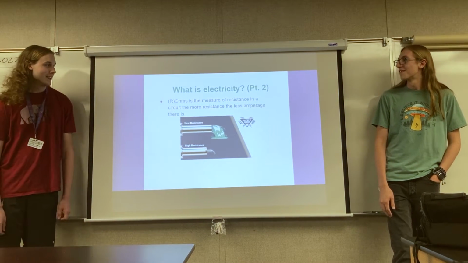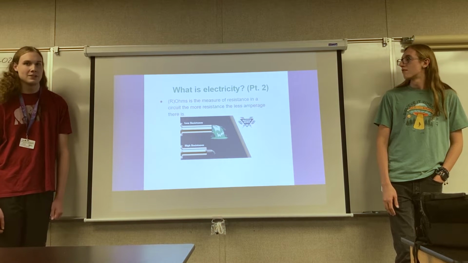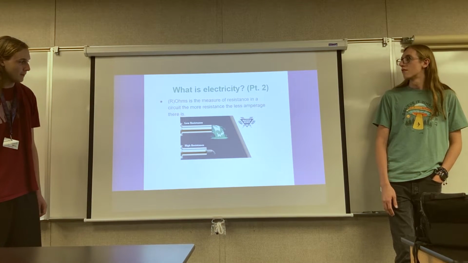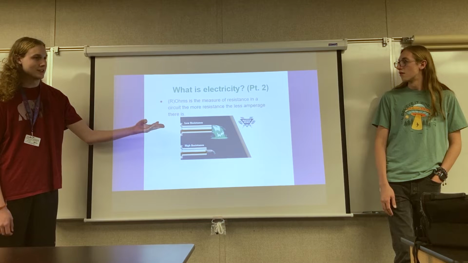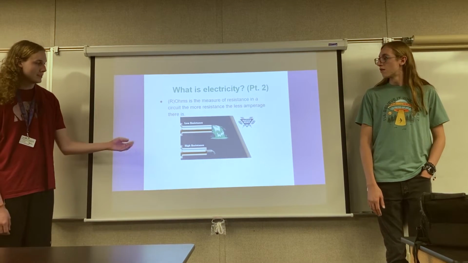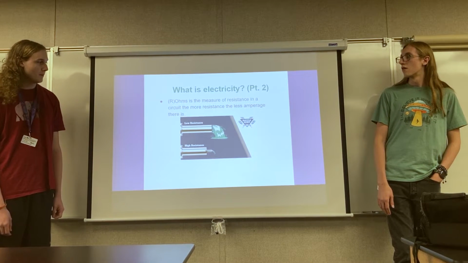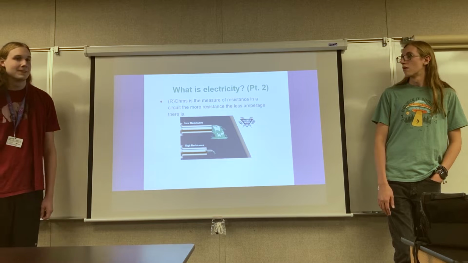Ohms is the measure of resistance in a circuit. The more resistance, the less amperage there is. So you can kind of think of it like a pipe. If you have low resistance, it's like all the electrons flowing through without much stopping them. With high resistance, think of a trickle of water, but with the water being electrons.